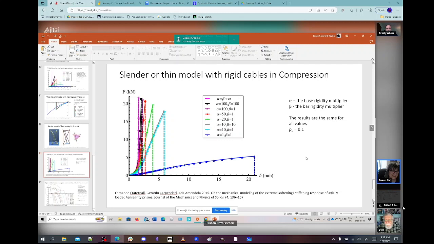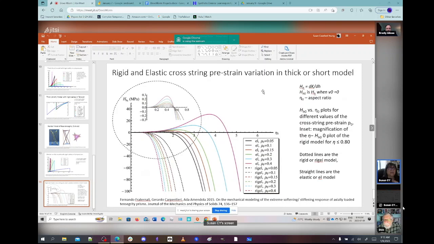And then the dotted lines are where the pre-strain is. They're looking at various pre-strains. That's the P0, and the rigid and elastic cross strings. So the rigid cross strings give you a sort of a J curve here, and the elastic strings give you this kind of thing happening. Sort of a J curve sometimes, sort of not. So this would make a difference if it was in a cell.